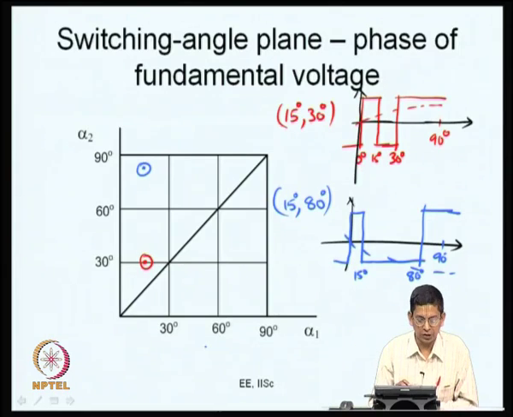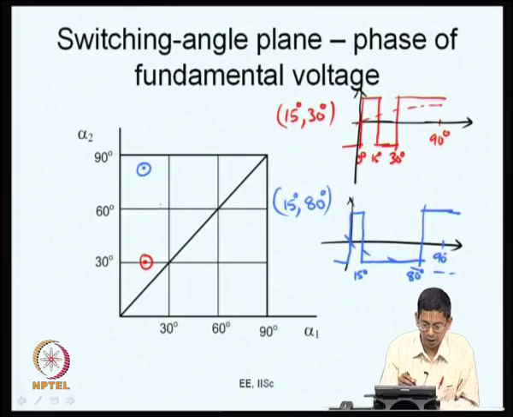So, what has caused the difference? The difference between alpha 1 and alpha 2 in the red point here, let me call this point as B, and let me call the red point as A.